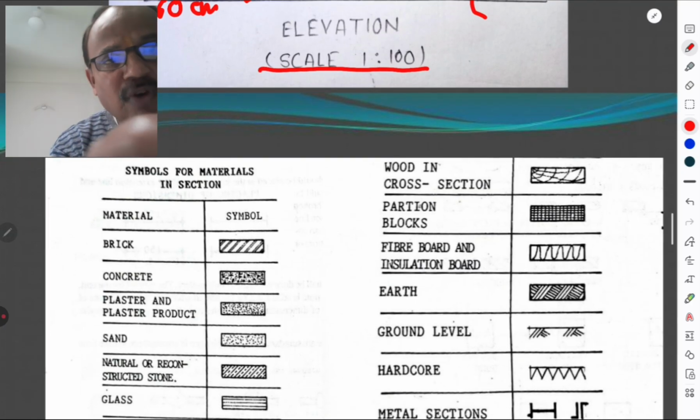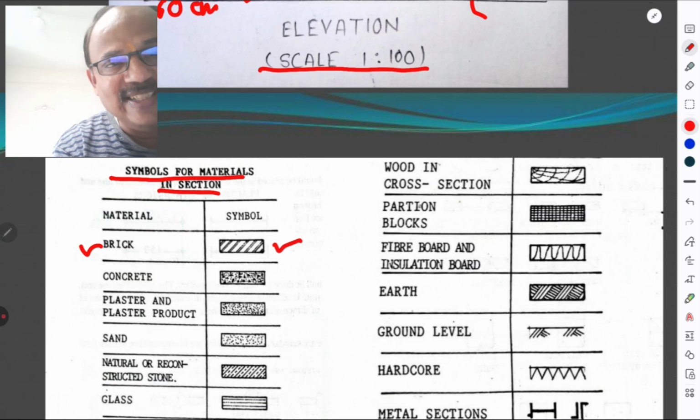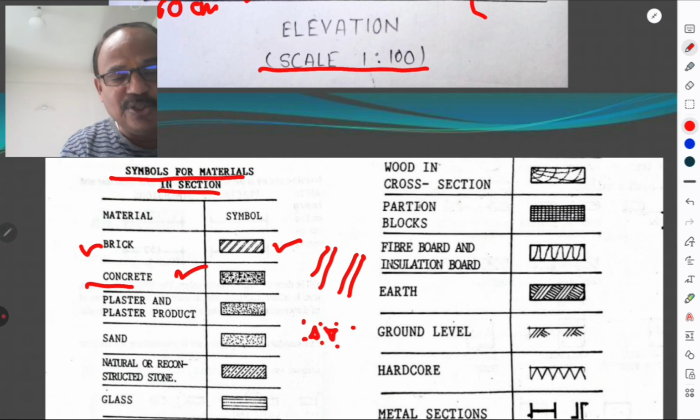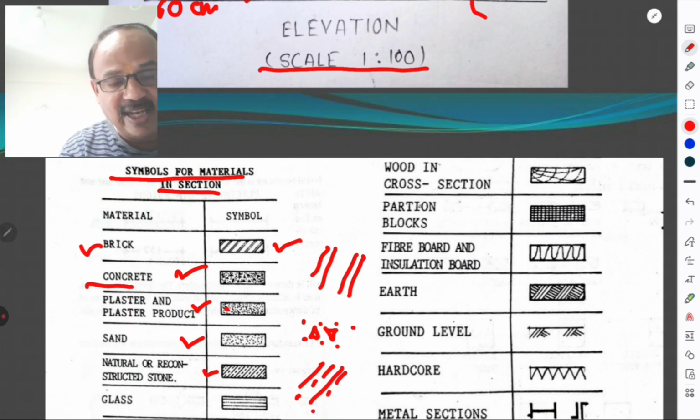Then symbols for material in section. Brick is shown by hatching of lines at 45 degree. Then concrete is shown by dots with triangular pieces of aggregates. Then plaster is shown with the sand only. Then natural or reconstructed stone masonry is shown, one is a thick line, another is dotted. Glass is shown by this type of lines.